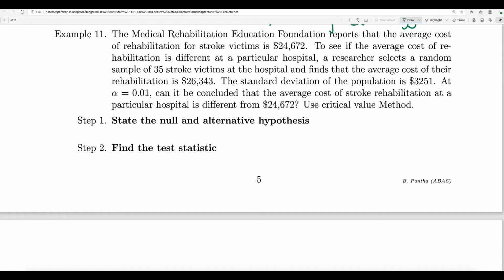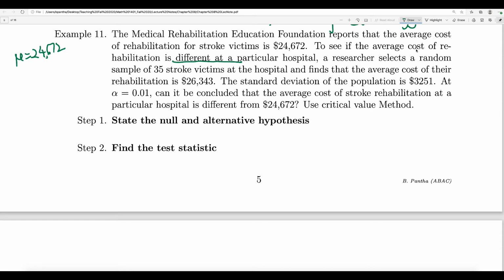Okay guys, the second example on the hypothesis test, example number 11, says that the Medical Rehabilitation Education Foundation reports that the average cost of rehabilitation for stroke victims is 24,672. That is mu equals 24,672. How do I know it is mu? It is not a sample mean. It is for the overall population. It doesn't say sample anywhere here. So it is the population mean.